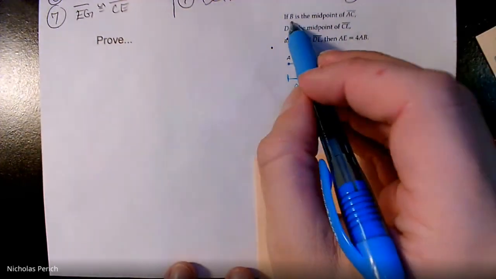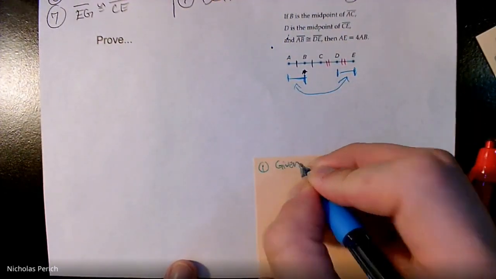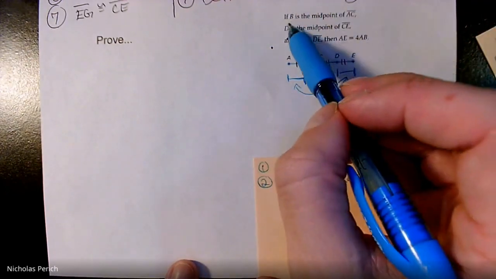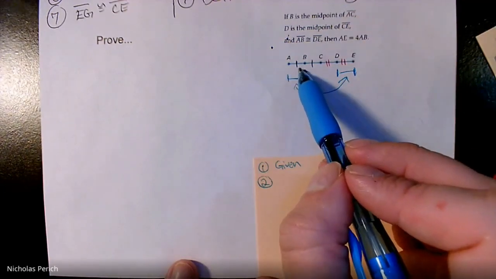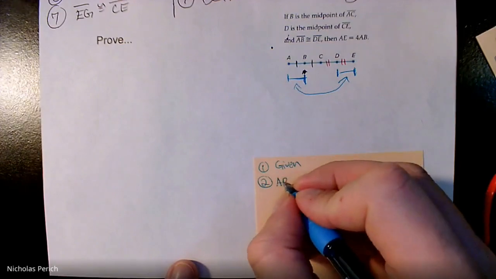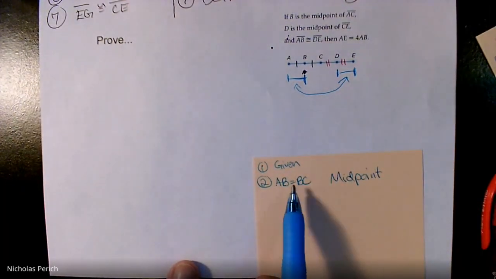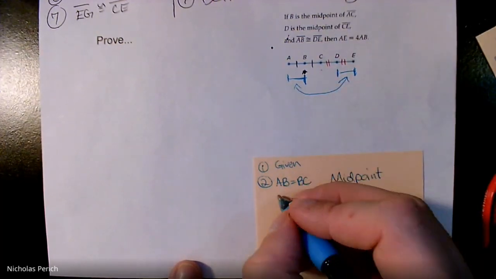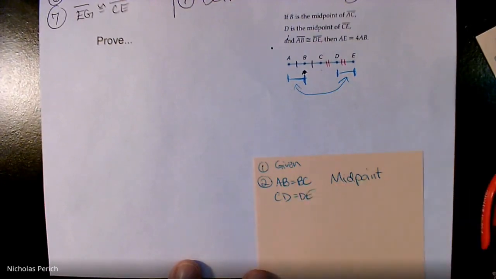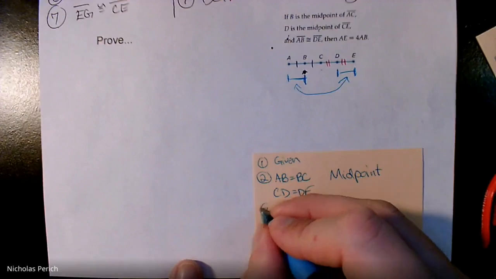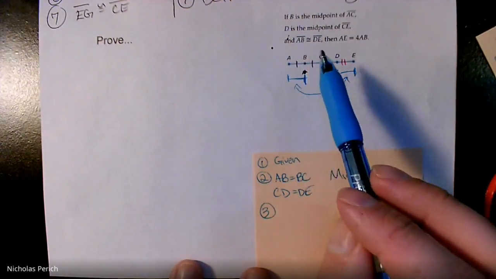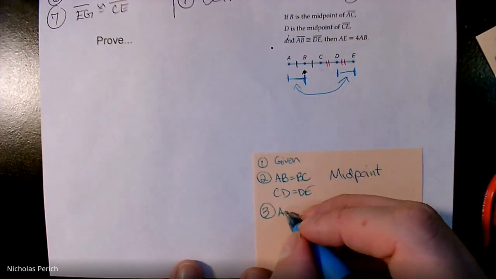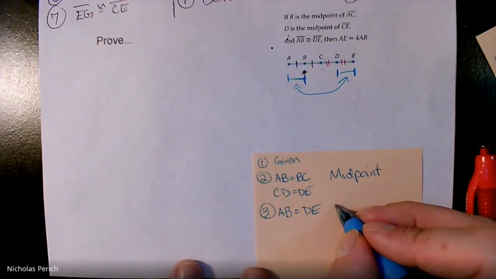All right, so given. By definition of midpoint, I'm allowed to say that if B is the midpoint of AC, then AB and BC are equal to each other. D is the midpoint of CE, which means CD and DE are the same thing. And that's all the definition of midpoint. What I set up here is that AB is congruent to DE. So if AB is congruent to DE, that is by definition of congruence.